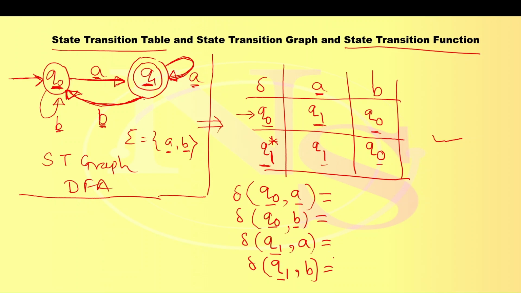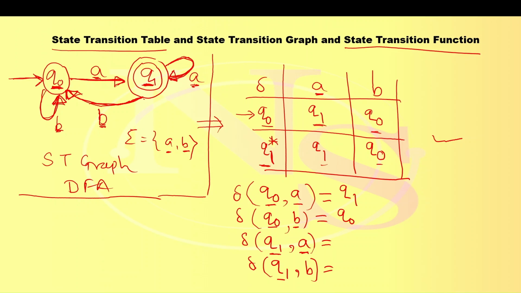That we already learned; I told you how to read this. Q0 reading A going to state Q1. Q0 reading B, it's going to itself, so Q0. Next one, Q1 reading A.